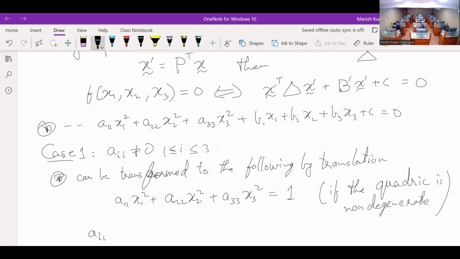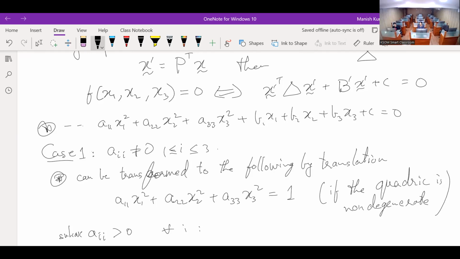So if all these A_i are positive, A11 is positive, for all i, let's say, this is a subcase. Then what do you get? What is the picture? For instance, if all of them are 1, then what do you get?